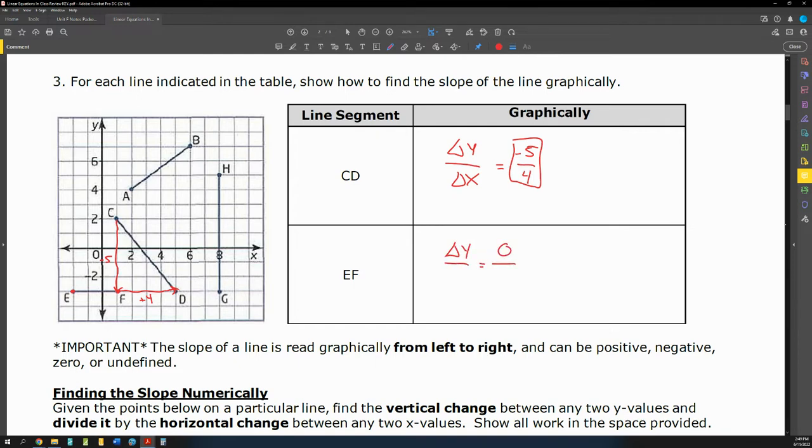We're not moving up or down at all. However, our change in X, we're going to the right 1, 2, 3. So our change in X, our horizontal change, we're moving to the right 3, which is the positive X direction. So we have a positive 3. Well, 0 over 3 simplifies to just 0. So our slope for segment EF is 0.